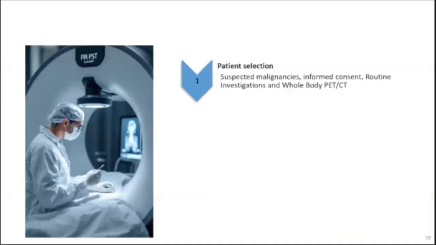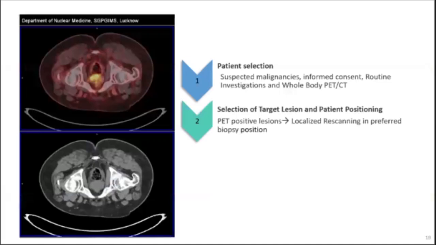The first step begins with patient referral from various departments, usually for a suspected malignancy, although there could be other indications as well. The patient provides consent and undergoes routine investigations like coagulation profile and viral markers. And then the patient undergoes a whole body PET-CT as routinely it is done. A prerequisite for biopsy is a positive lesion on whole body PET.